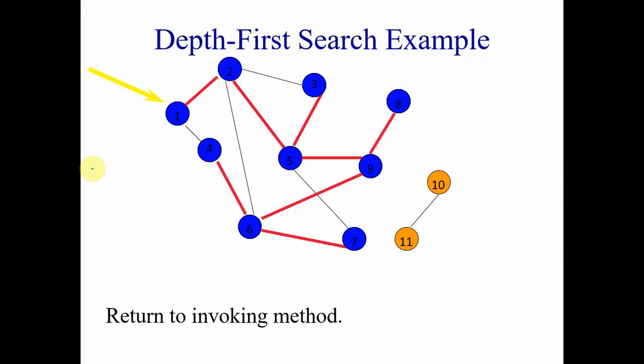So with this, we form a tree starting from 1, and then 2, and then 5. 5 has 2 branches to 3 and 9. 9 has 2 branches to 6 and 8. And 6 has branches to 4 and 7. So that is the depth first search.